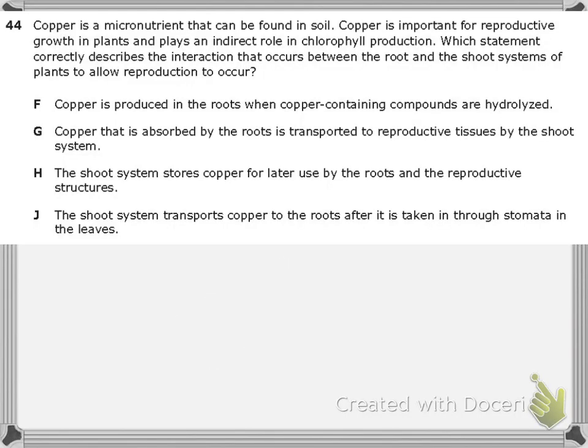We are going to go over question 44 today. If you want to go over that really quickly yourself, pause and do so, otherwise we're going to get rolling. Alright, copper is a micronutrient that can be found in the soil.